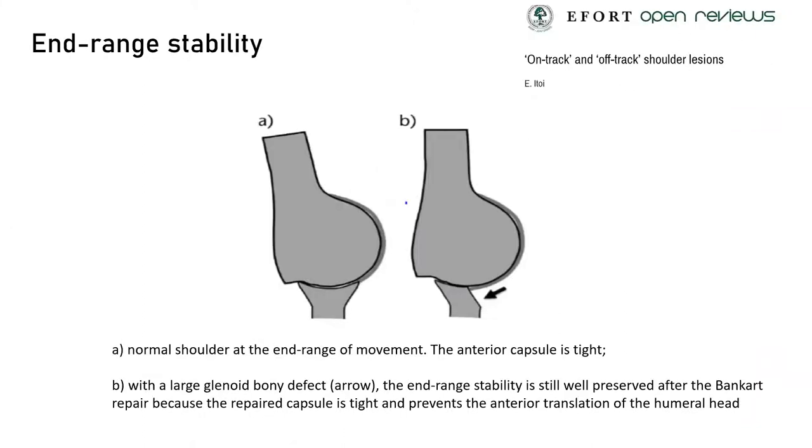But during in-range of movement, the anterior capsular structure tightens, and despite a glenoid defect, if the size is small and we do a Bankart repair, then there is a tightening of the anterior inferior glenohumeral ligament complex, and it will prevent the shoulder from dislocation in range of movement.